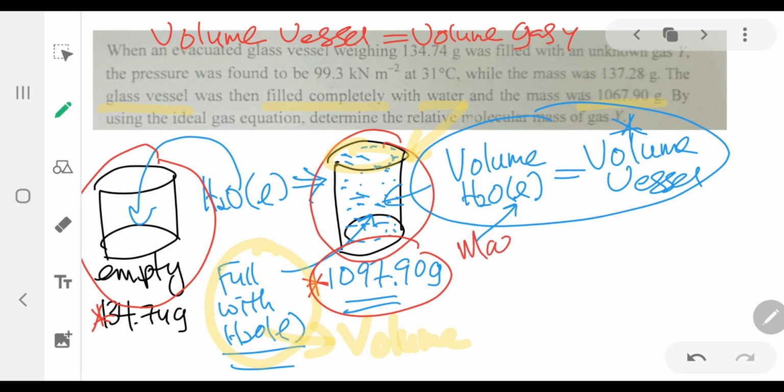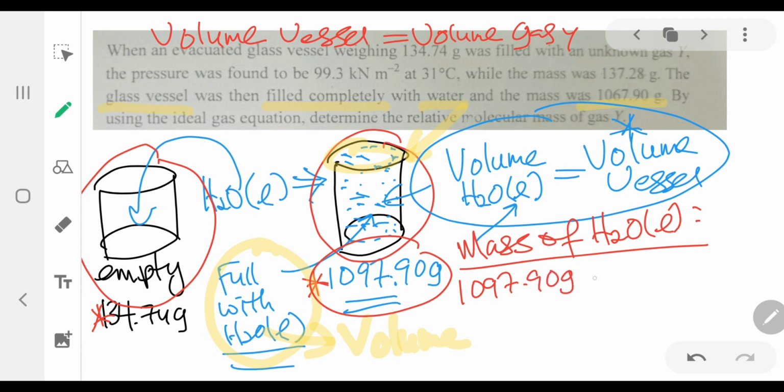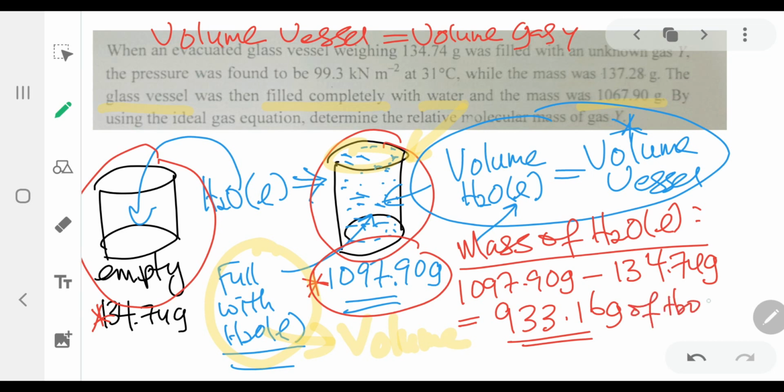Now we can find out what is the mass of the water liquid. How do you do that? You're going to take 1097.90 gram minus 134.74 grams, and you will get the mass of your water liquid, which is equivalent to 933.16 grams of H2O liquid. So that is the mass. Can we use that mass for this calculation? Yes. Now there's another step.